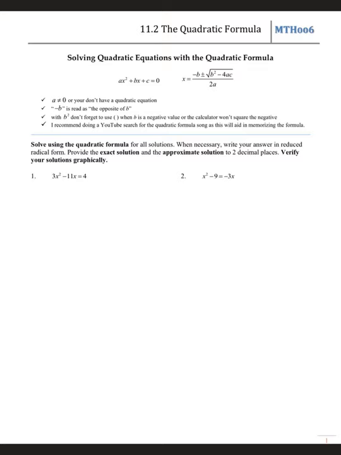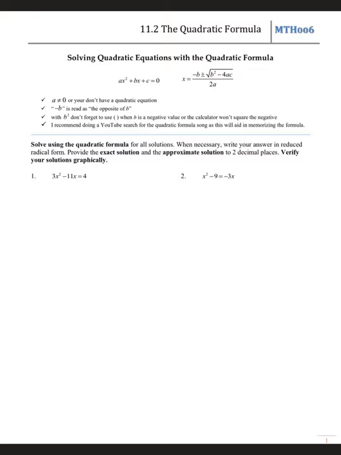If you don't know what the quadratic formula is, it's going to be this right here that we can see. It's used to solve these quadratic equations. We need to use this when we're not able to factor it or we're not able to use the principle of square roots. And now we're going to use this.